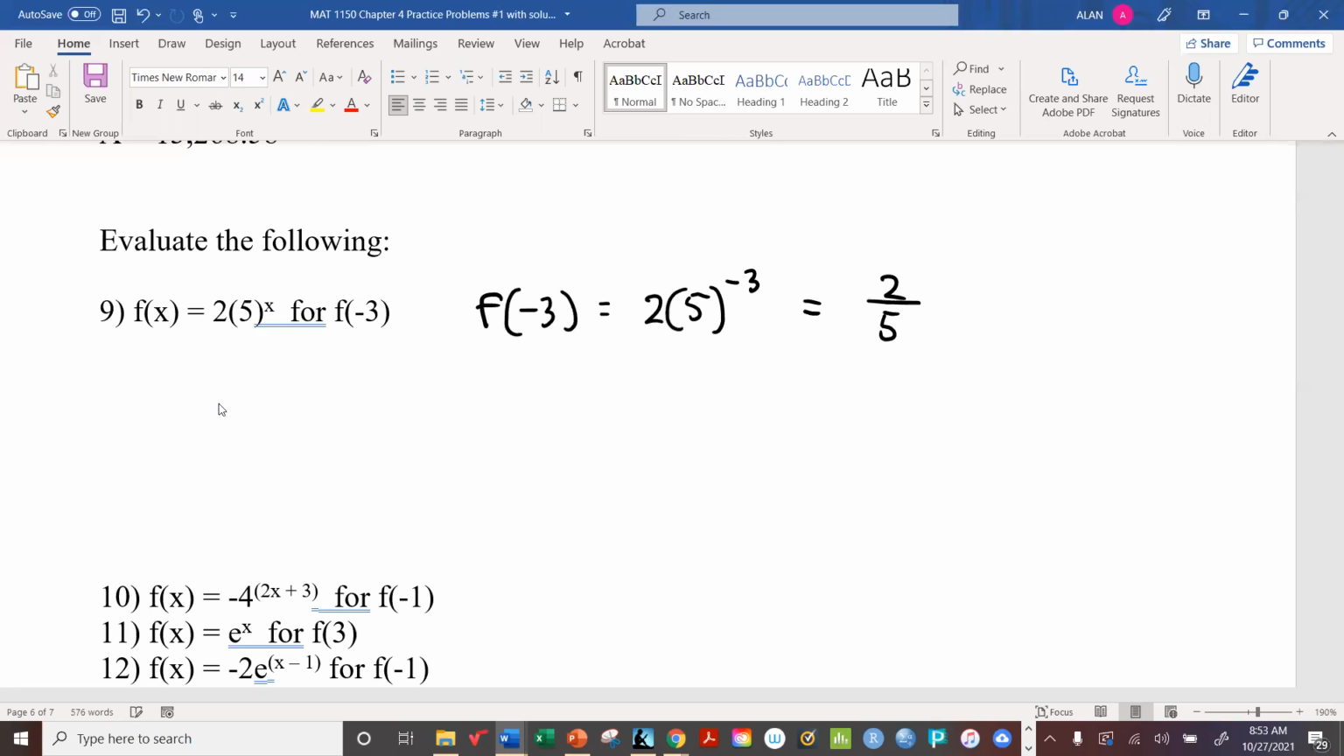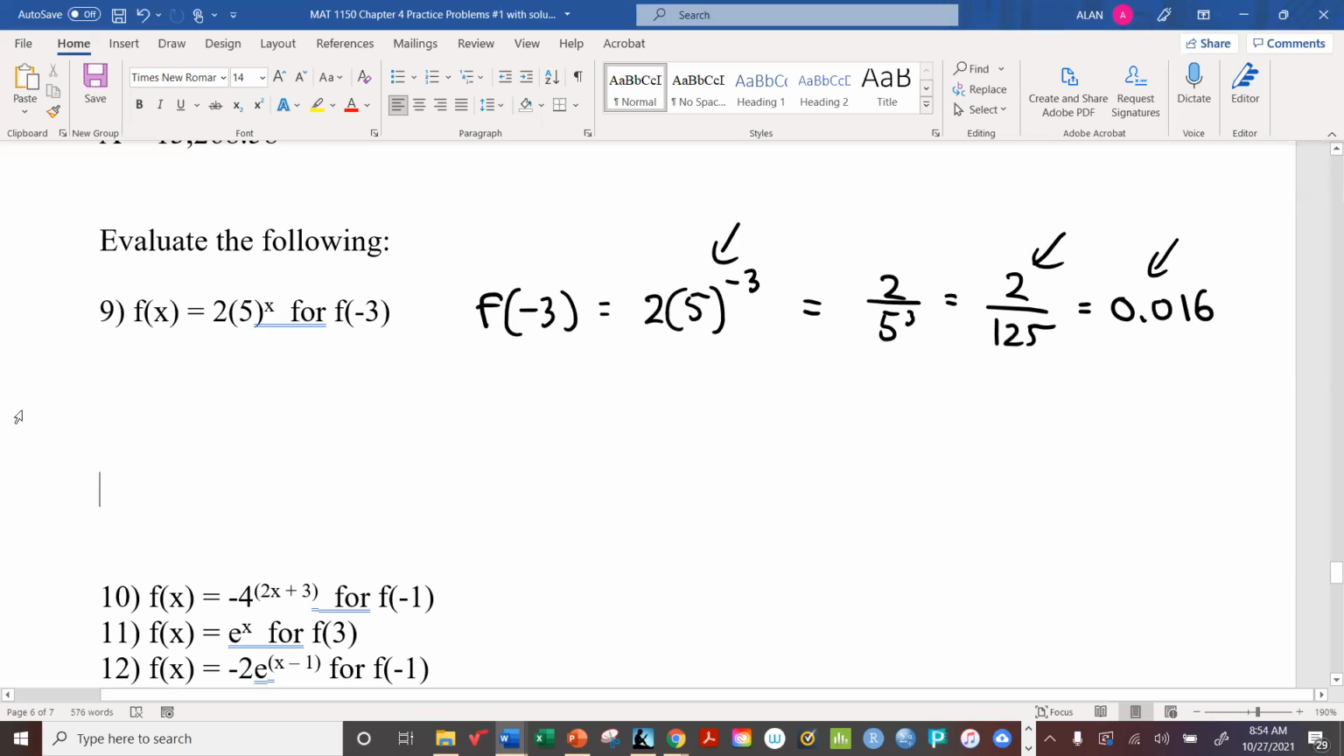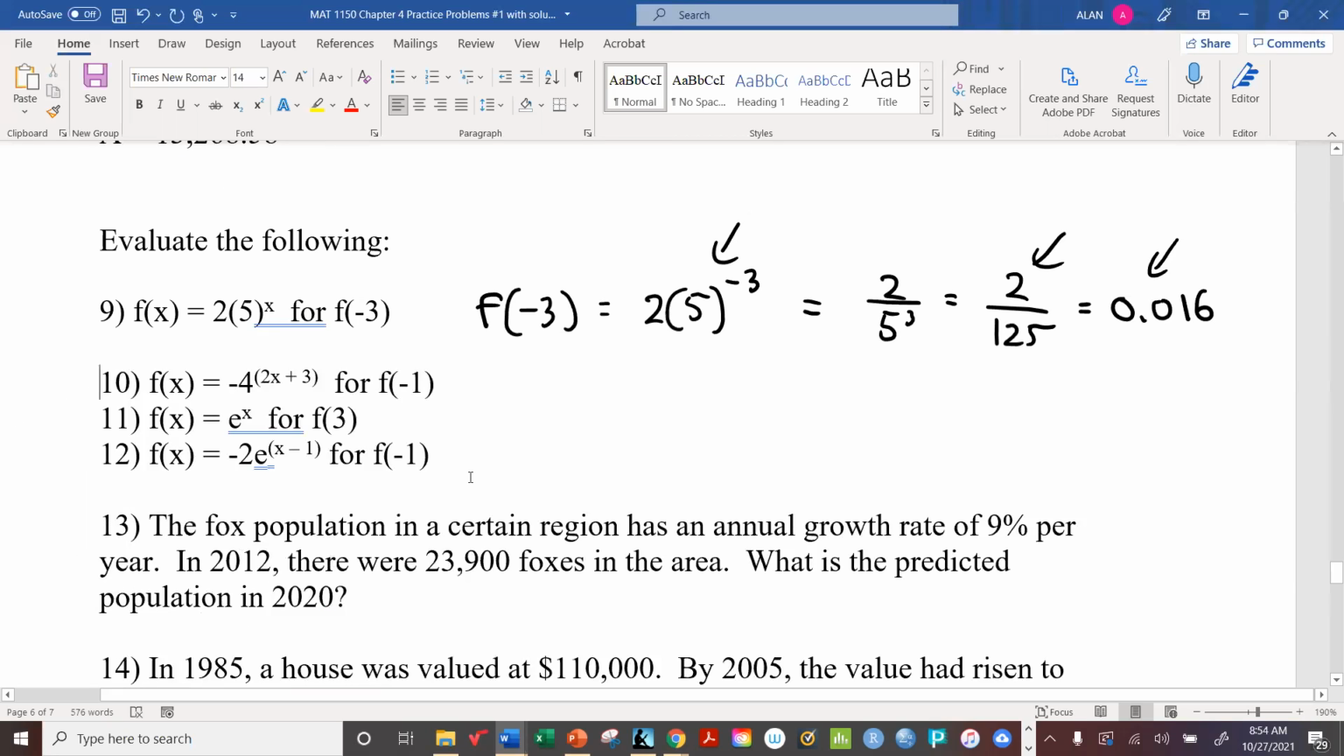2/5 cubed, which is 2/125. Now, again, you can leave it like this, or if you want to calculate the actual decimal equivalent, it's 0.016. So this is okay, this is okay. Even this is really okay. But it depends on what you're trying to do with this information. If you're trying to solve for a specific problem, you will eventually need that 0.016.